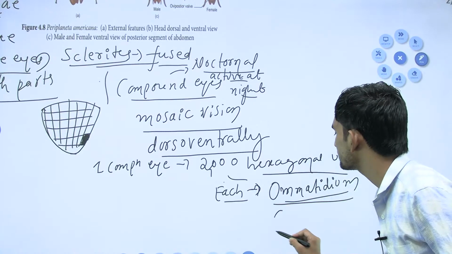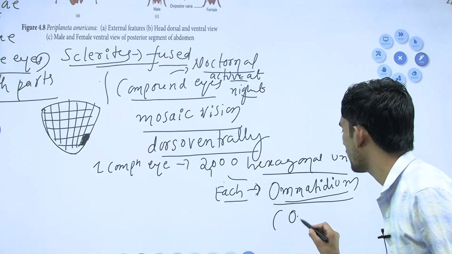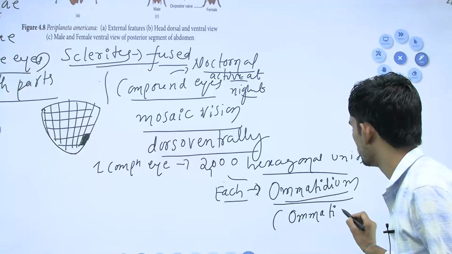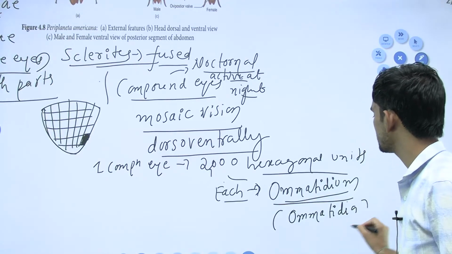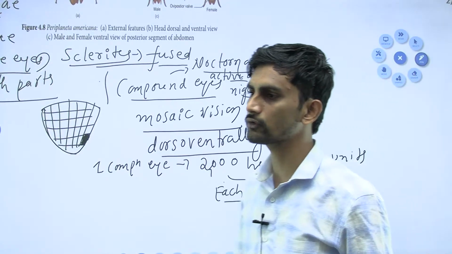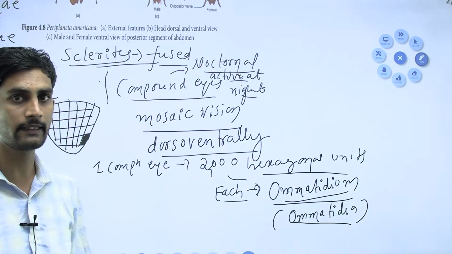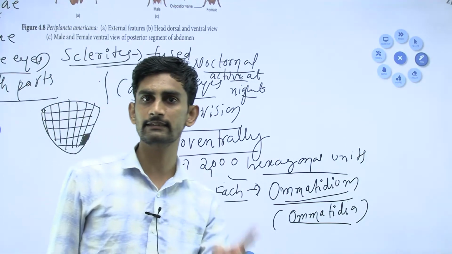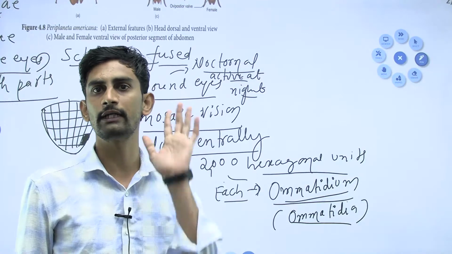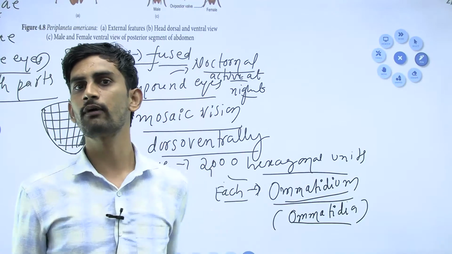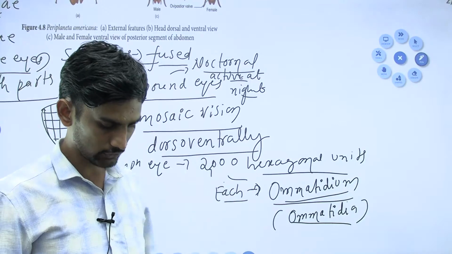The plural I'll write as ommatidia. In brackets you should remember, ommatidia. Ommatidia means plural, altogether 2000 hexagonal units. Ommatidium means singular, one hexagonal unit. So in total, how many are you finding in one compound eye? 2000 in each compound eye.